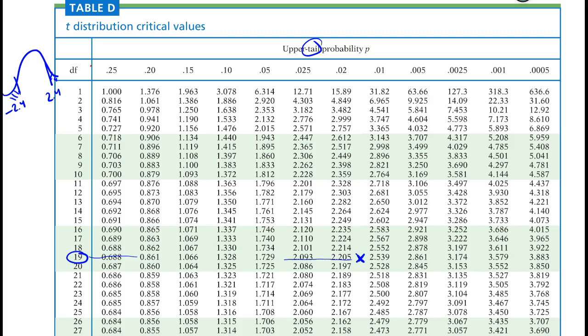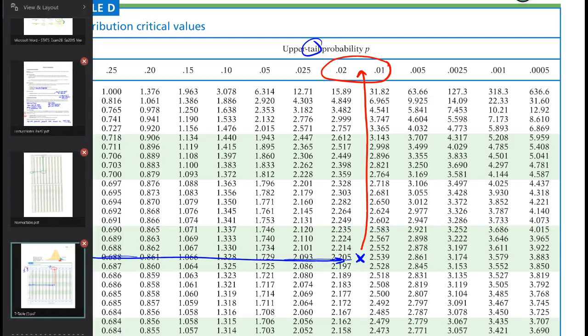And hopefully we can all agree that 2.4 would be between 2.2 and 2.5. Doesn't matter which one it's closer to, somewhere between those. And that means we use that and we go until we find it. And then we go up to the top where all the tail probabilities are. We don't know exactly what the tail probability is for our t distribution that we're looking at, but we know that this probability is somewhere between 1% and 2%. So that's what we're going to take back to the notes.